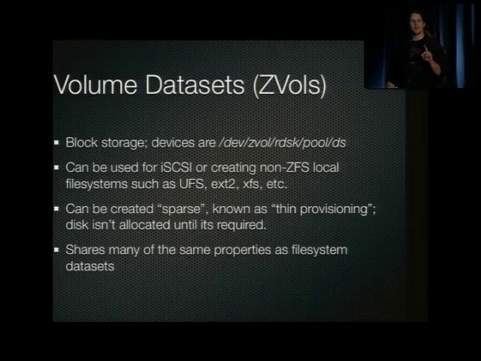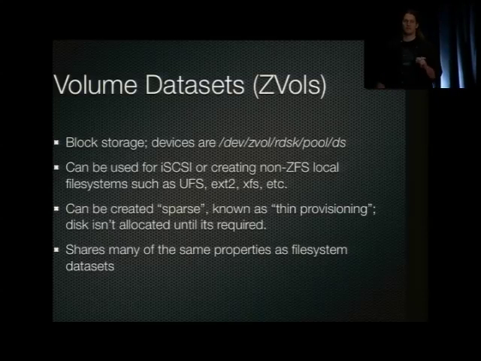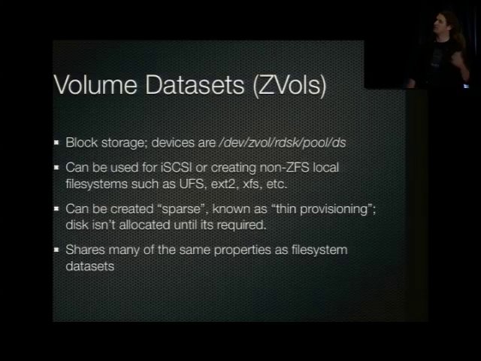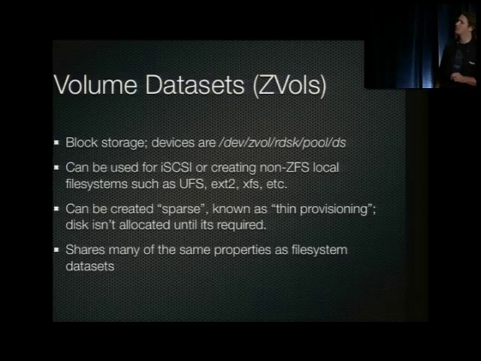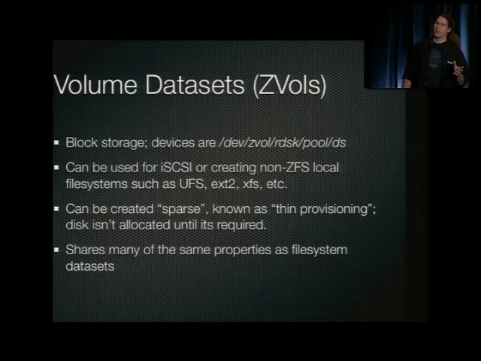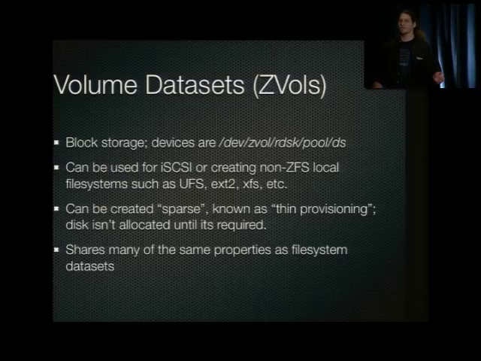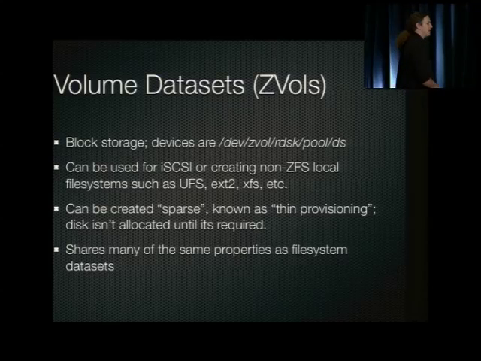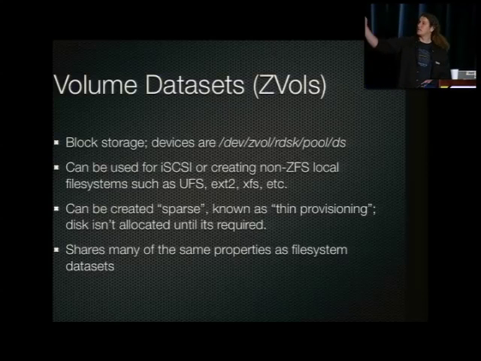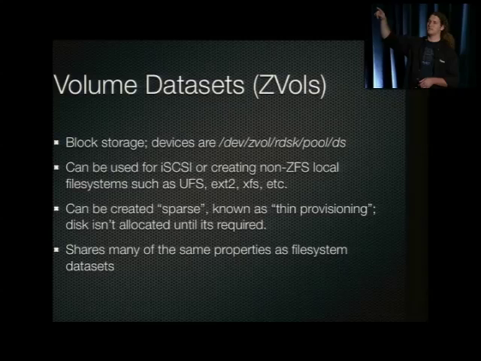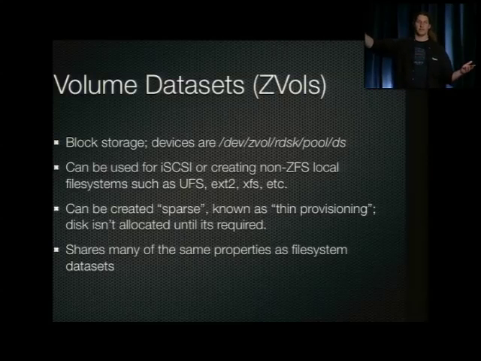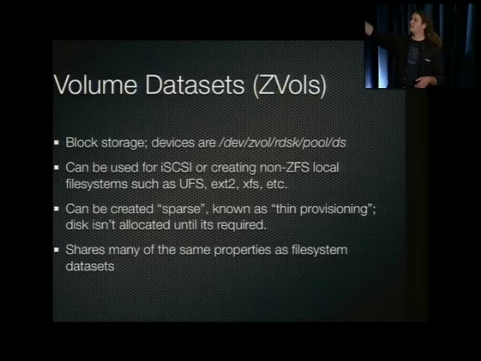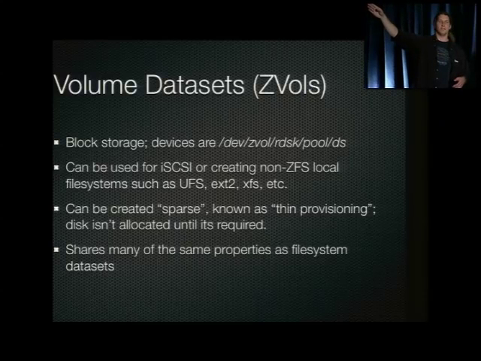So, the other type of dataset are volume datasets, which we call ZVols. It's a very fascinating naming structure. These are block storage devices that look like regular block devices. You can find them in the device tree, as you would expect block and character devices to be, at /dev/zvol. And then there are two directories there, dsk and rdsk, for the block device and the character device, followed by the dataset structure. It's very easy to find them.